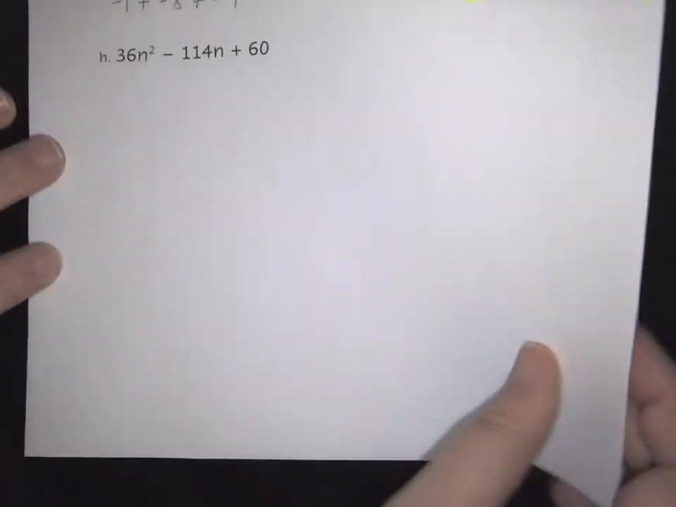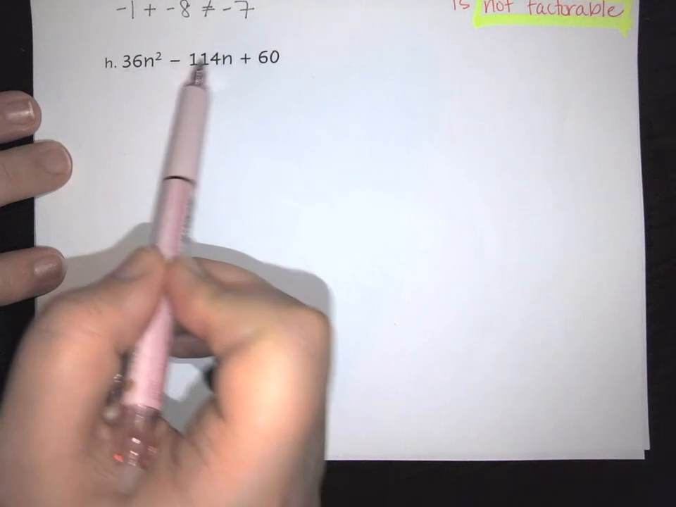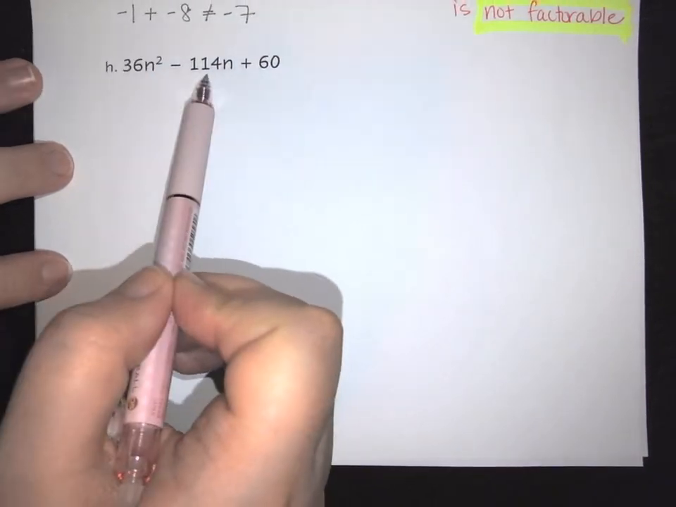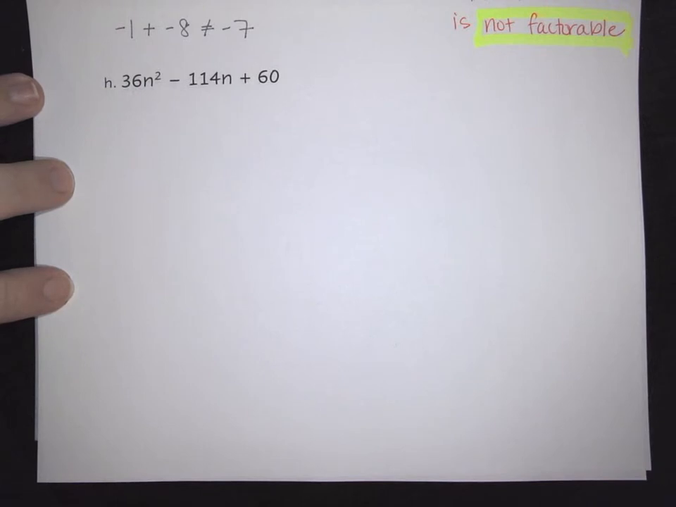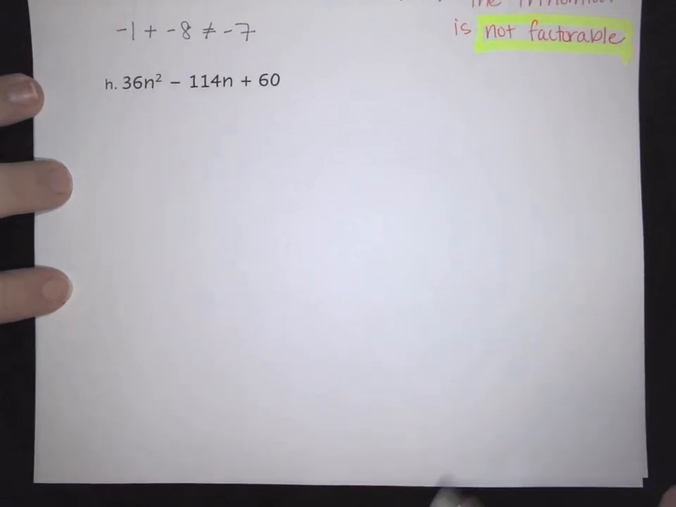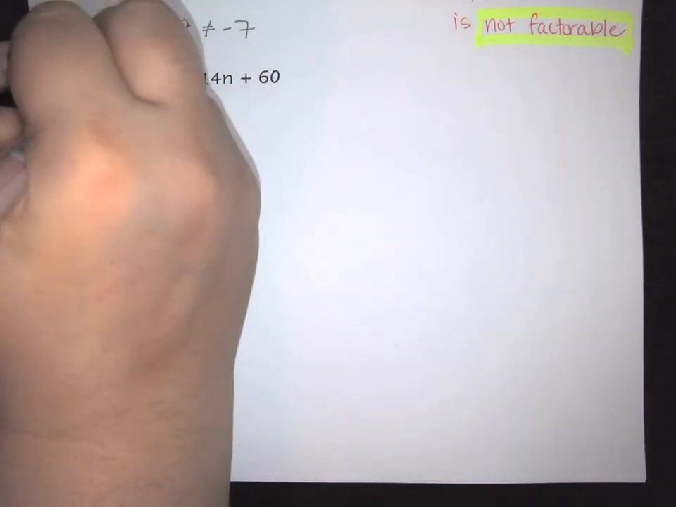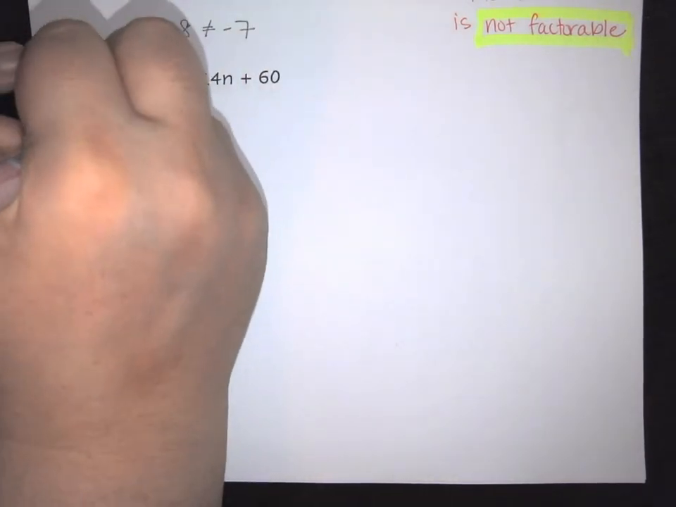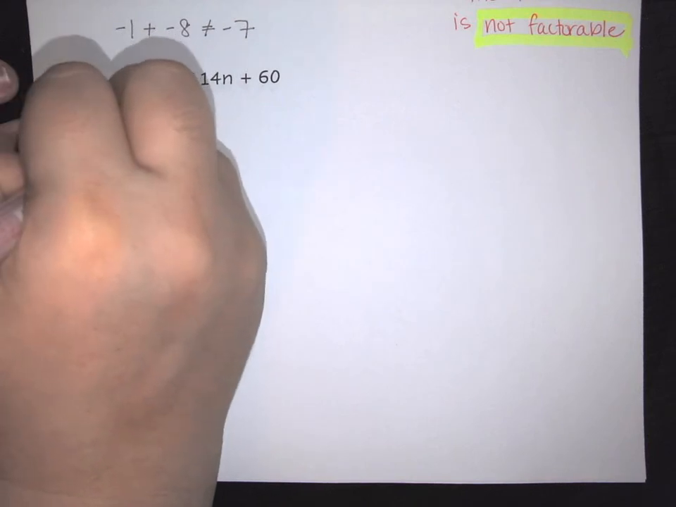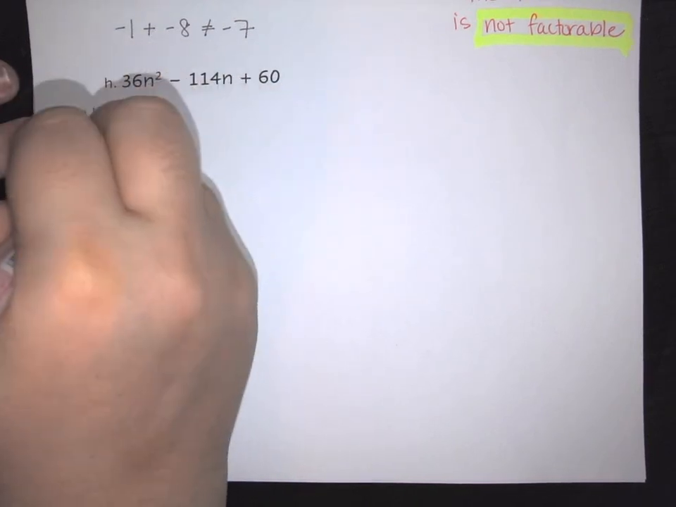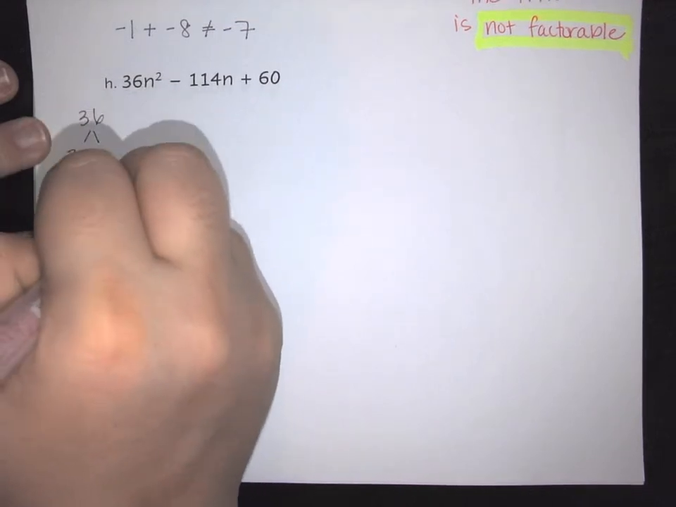Alright, let's try one more here. Now notice these are some big numbers: 36, 114, 60. Whenever you have big numbers like that, the first thing that you should automatically try is to see if you can pull out a GCF. So if I look at 36, I know that I can break this down into, say, 3 and 12. My 12 can break down into 3 and 4. The 4 can break down into 2 and 2.